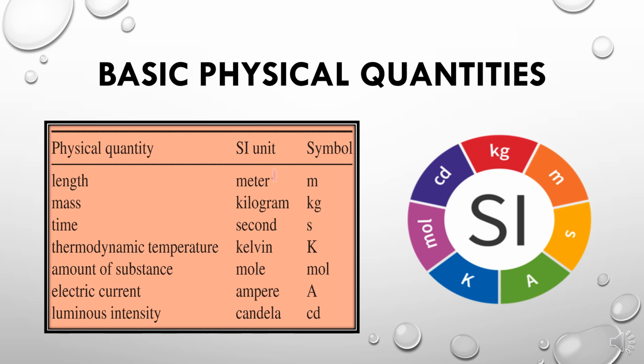SI unit of length is meter. Symbol used is m. Second physical basic quantity is mass. SI unit kilogram. Symbol used is kg.